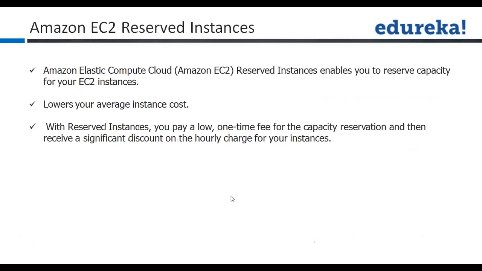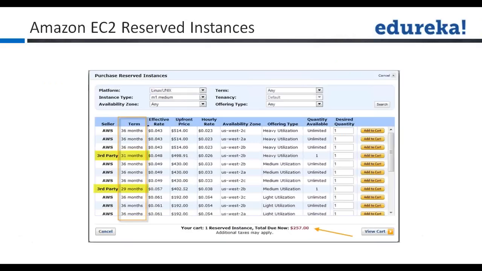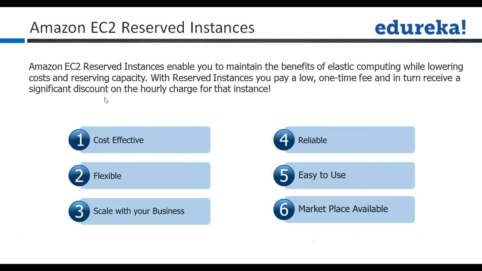Going further, Amazon EC2 reserved instances. I'll go a little bit more into that. An EC2 reserved instance enables you to reserve some capacity. The advantage is that you pay a low one-time fee and you save on the hourly rate, so it is much more cost effective. It's also flexible, why do I say flexible? Because there is a marketplace available.